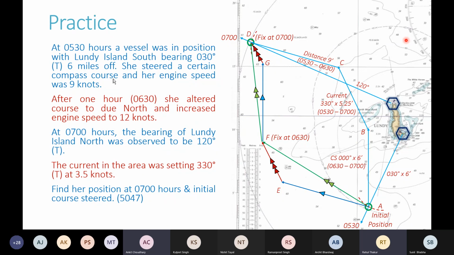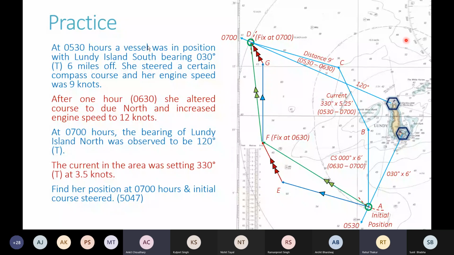Let me give you a screenshot so that you have it. Okay beta, I have shared the screenshot with you on the chat, so you can save it. If you want, you can practice it on the chart also. This is on chart 5047.